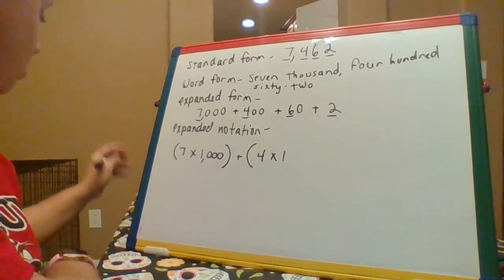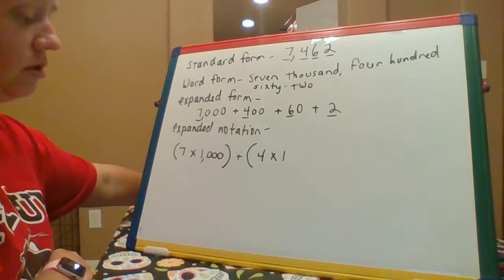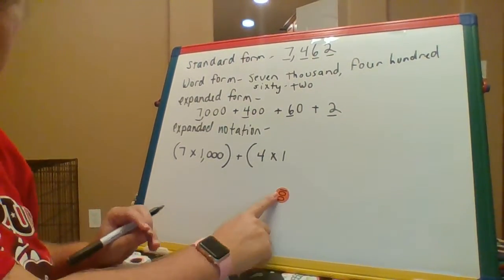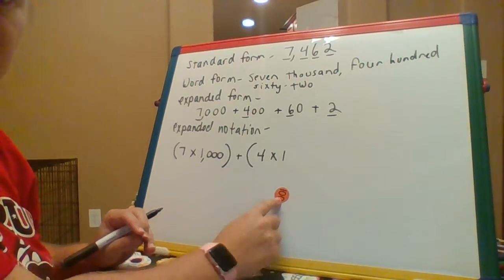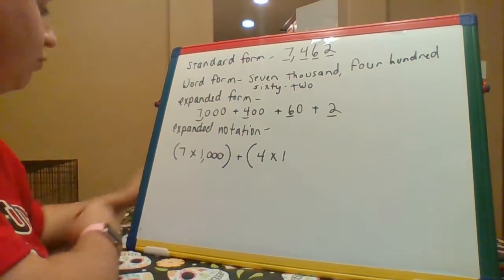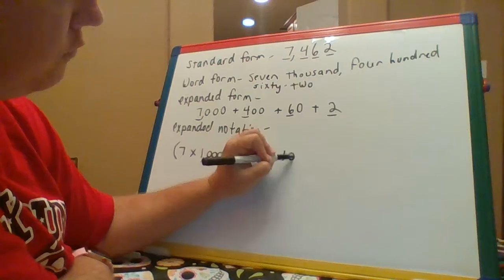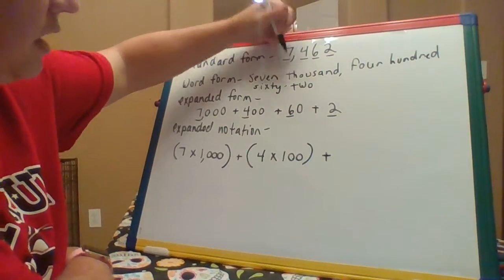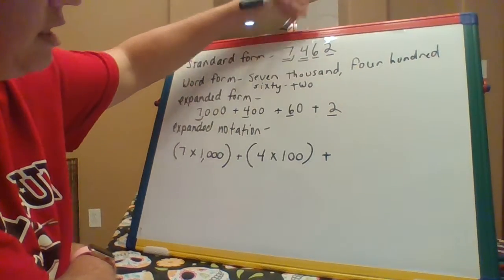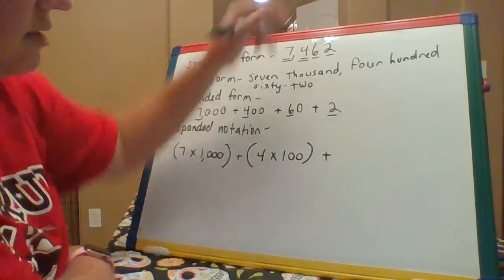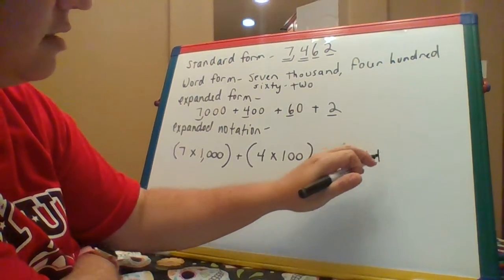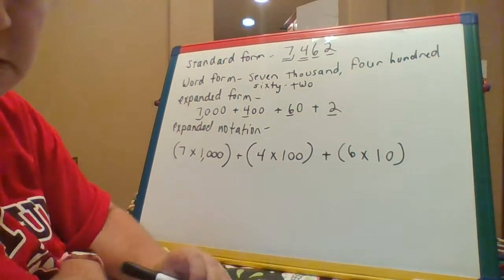So I want you to picture these little things like I had up. When I say 4 groups of something, I want you thinking, okay, there's 4 of these hundreds. There's 4 groups. So 4 times 100 plus, keep moving. Again, you can do your underlining to keep track of where you are. The next digit is 6. And it's in the tens place, so times 10.